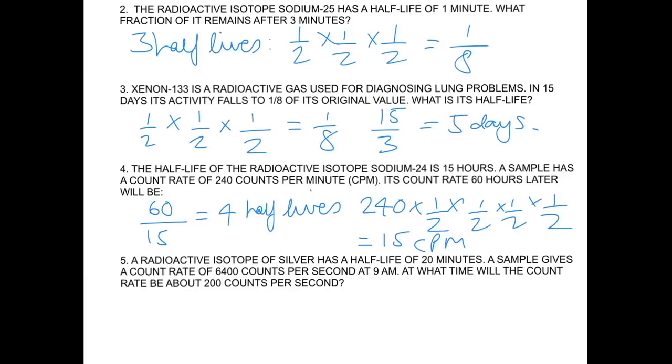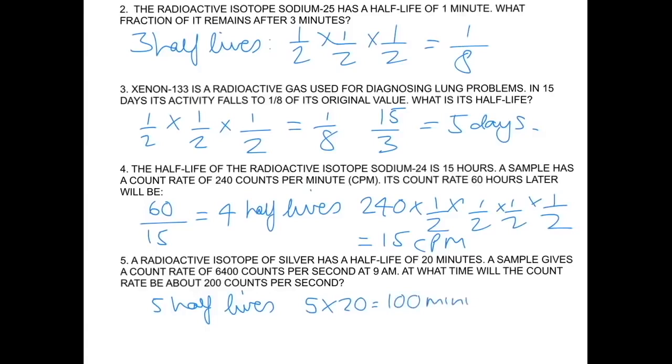And actually, what I found here is that it has taken 5 half-lives in order to get to 200 counts. So all I did was times 6,400 by a half 5 times and I got to 200. So like I said, that means 5 half-lives have occurred. And each half-life took 20 minutes, so therefore 5 half-lives takes 100 minutes.